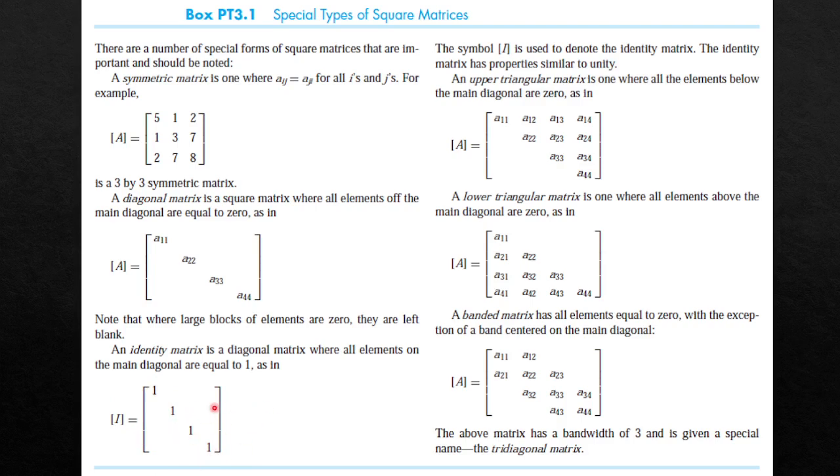The idea here is that if you multiply it with an ordinary matrix, it will be just equal to what you are multiplying. Say for example, for this one, you are multiplying by an identity matrix of also 3 by 3, then the product is just equivalent to this one, 5 1 2, 1 3 7, 2 7 8.